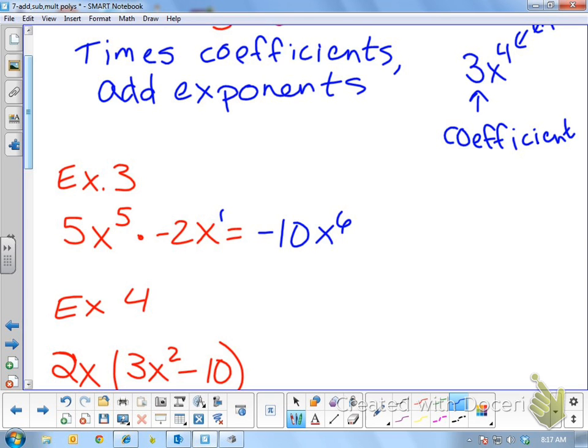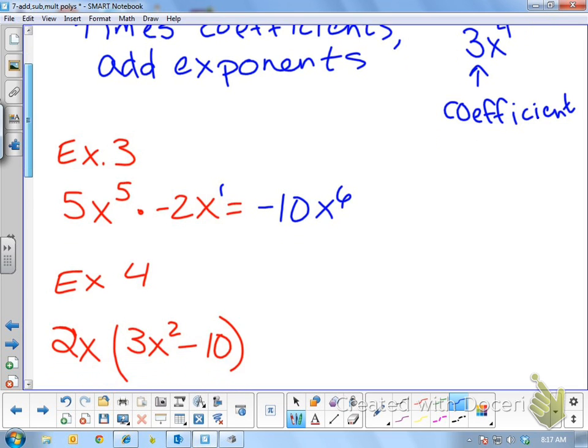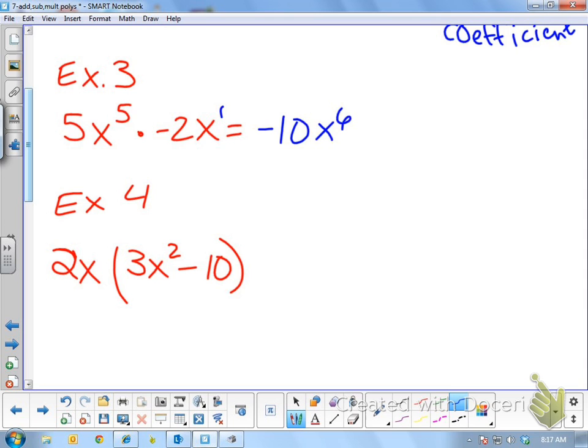Again, fairly straightforward. The processes today are pretty darn straightforward. The only thing that might be different is the amount of things you're multiplying. I could also multiply something like this. Now instead of multiplying just one thing, we're going to have to distribute to both. We have to multiply that 2x twice: 2x times 3x squared and 2x times negative 10. We have to multiply it by both things.